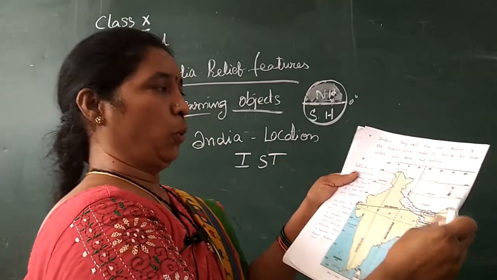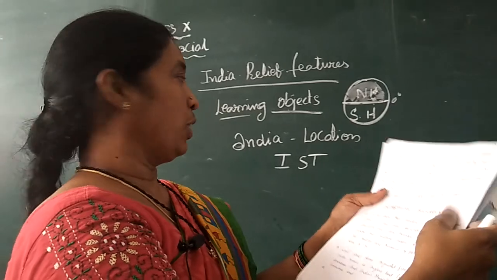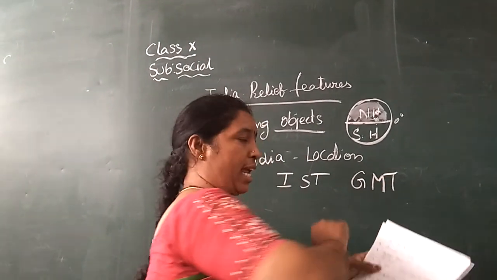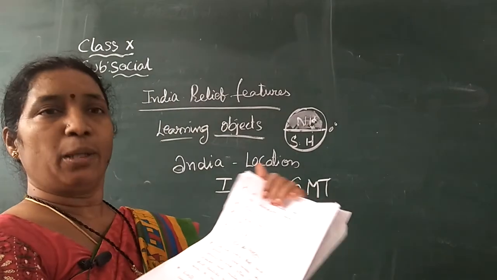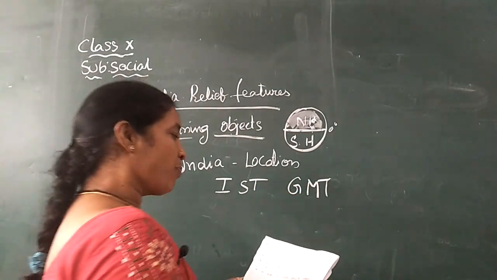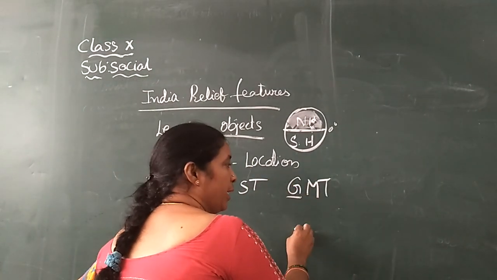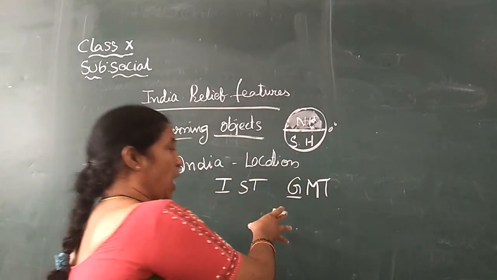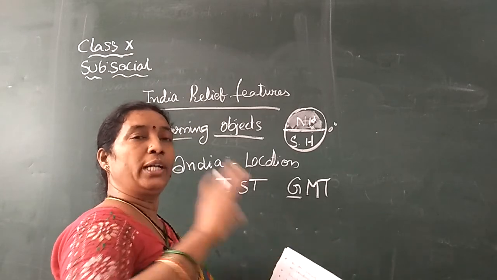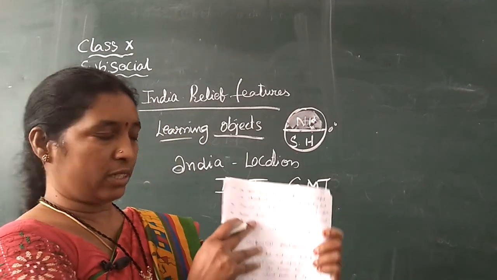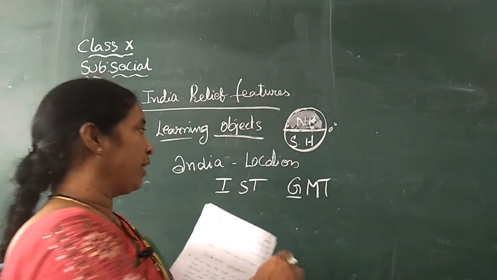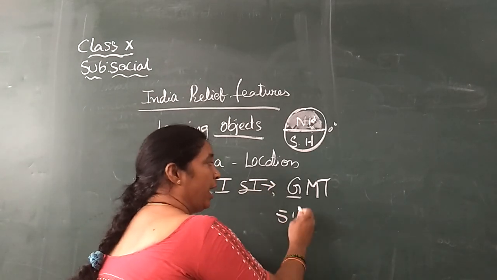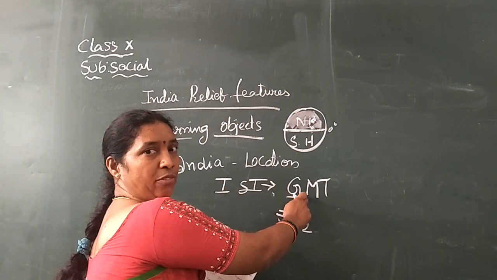In 1884, Greenwich Mean Time, GMT, was adopted as the international meridian, 0 degree longitude. Greenwich is in England. So that was the starting point for international time. And Indian Standard Time, IST, is 5.5 hours ahead of the Greenwich Mean Time.